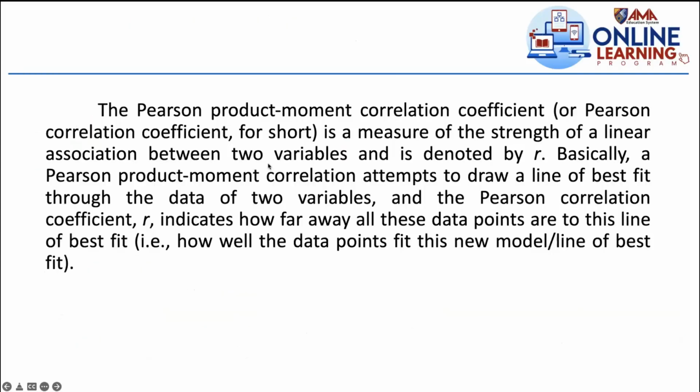Okay, so now, the Pearson product moment correlation coefficient, or Pearson correlation coefficient for short, is a measure of the strength of the linear relationship, or linear association, between the two variables. And this is denoted by small r or capital R. Basically, a Pearson product moment correlation attempts to draw a line of best fit through the data of the two variables, and the Pearson correlation coefficient R indicates how far away all these data points are to this line of best fit. That is how well the data points fit this new model line of best fit.